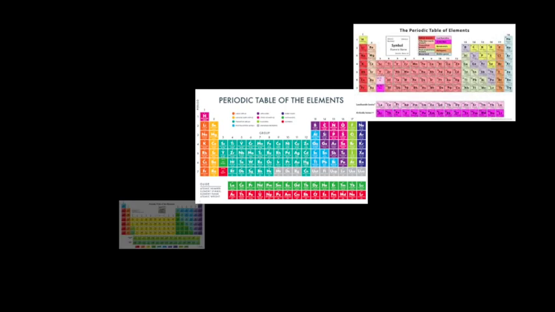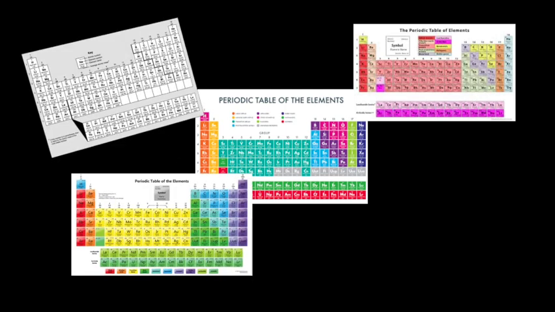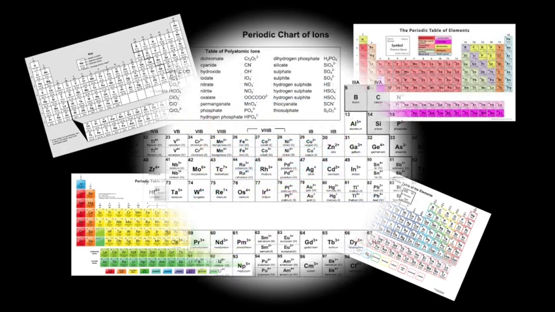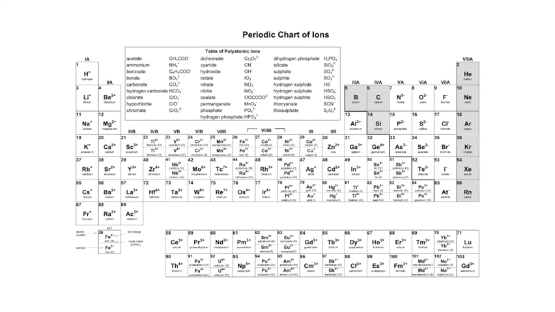Now, if you were to Google the periodic table of the elements, you would find that there are many different types of tables that are set up the same but have different types of information about each element. That's because there is a lot of available information about each element, and since it can't all possibly fit into one table, there are several tables with differing information. For example, this periodic table of the elements, entitled the Periodic Chart of Ions, this chart shows the ions that elements tend to form.